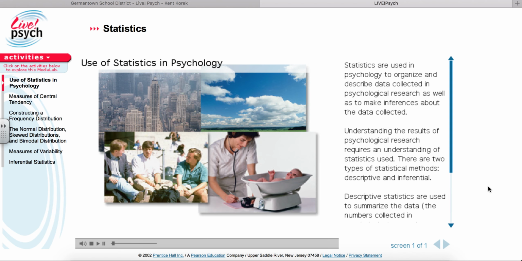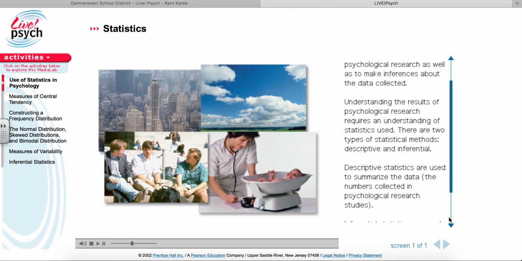Statistics are used in psychology to organize and describe data collected in psychological research, as well as to make inferences about the data collected. Understanding the results of psychological research requires an understanding of statistics used. There are two types of statistical methods, descriptive and inferential.